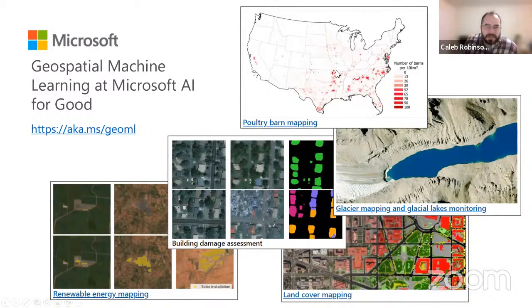So just to reintroduce myself a little bit after that great introduction, I'm a research scientist on Microsoft's AI for Good research team. If you want to know a little bit more about what we do, you can visit this link, aka.ms/geoml. Personally, I focus mainly on geospatial machine learning problems, but others in the group do applied research problems in a variety of different subject areas.